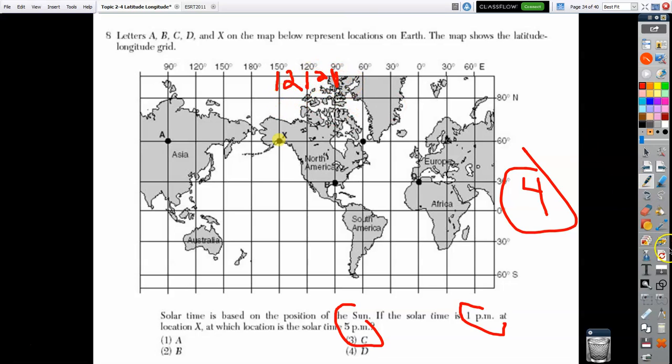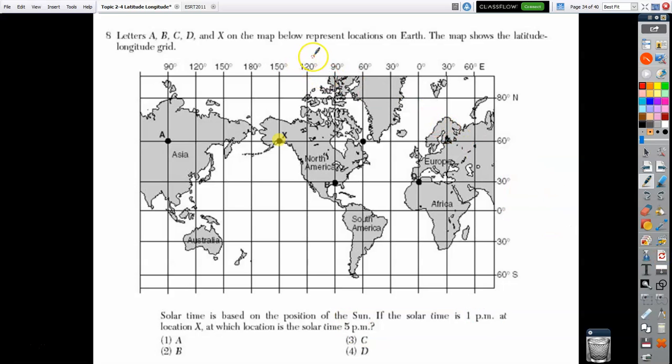But what's going to be tricky on a Regents, and I caution you, sometimes these numbers are not counting by 30s, they'll do 15. So this might be 150. This one over here might be 135. This might be 120. This might be 105. They might use 15 degree lines, not 30.